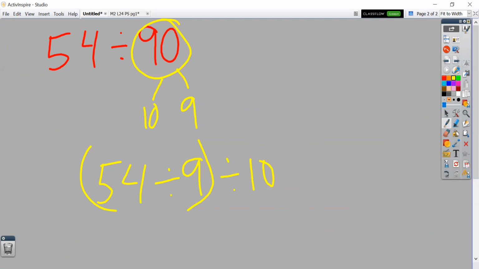So 54 divided by 9 is what? Well, that would be 6. And then we're dividing that by 10. So that would equal, well, you think about your place value chart, right? And I'll put this as my ones place and this is my tenths place.